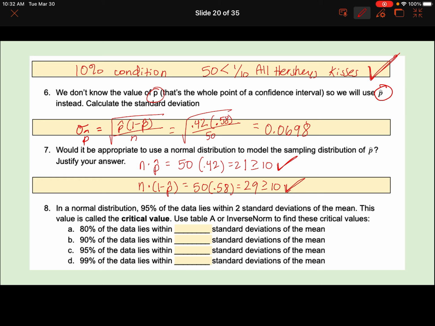Yay. So because both of those numbers, my number of expected successes and my number of expected failures, are greater than 10, we can go ahead and say yes to the question of, is it appropriate to use a normal distribution?